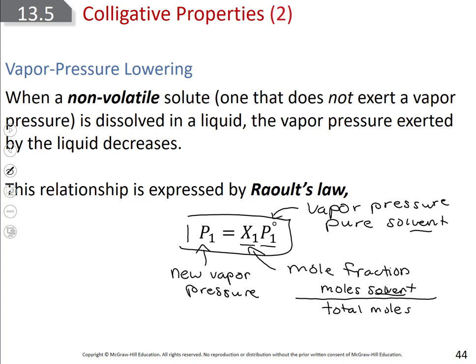It'll probably make more sense once you do an example. Just find the mole fraction multiplied by the vapor pressure of the pure solvent. That'll give you your new vapor pressure. Are you going to try an example? Okay.